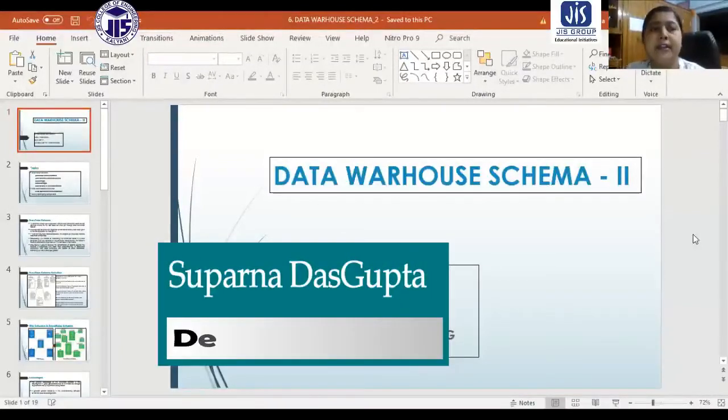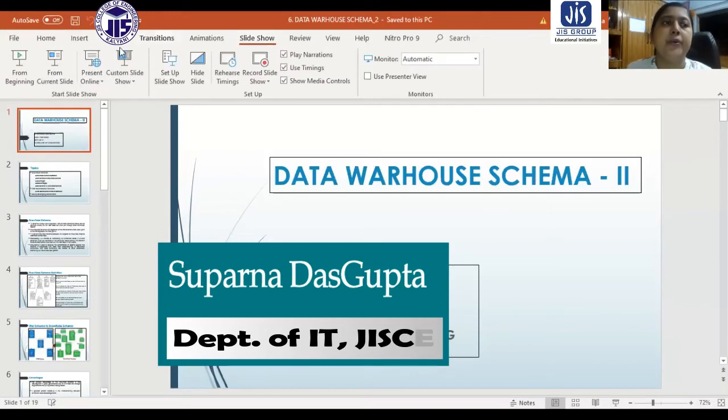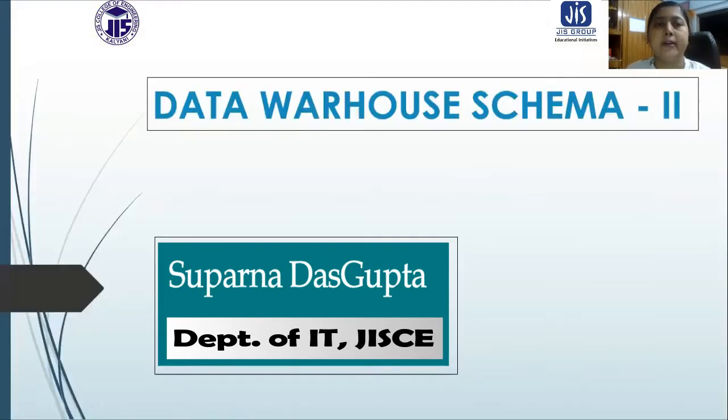In the previous lecture, we discussed the data warehouse schema. We discussed why we require a data warehouse schema, and that in a data warehouse we have the star schema, snowflake schema, and galaxy schema or fact constellation schema. Previously we discussed the star schema, which is the most basic schema of a data warehouse.